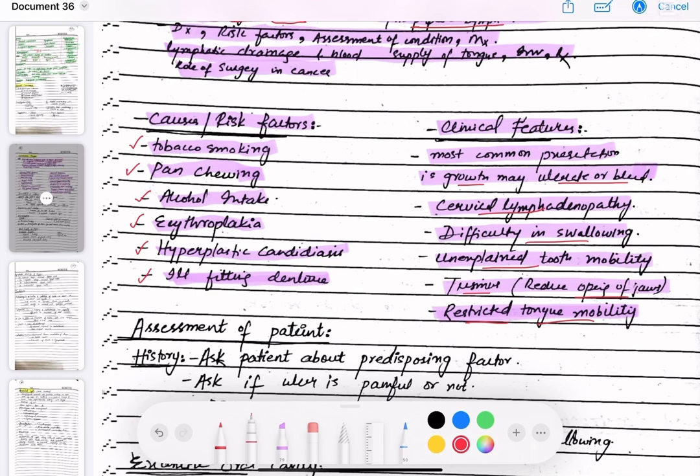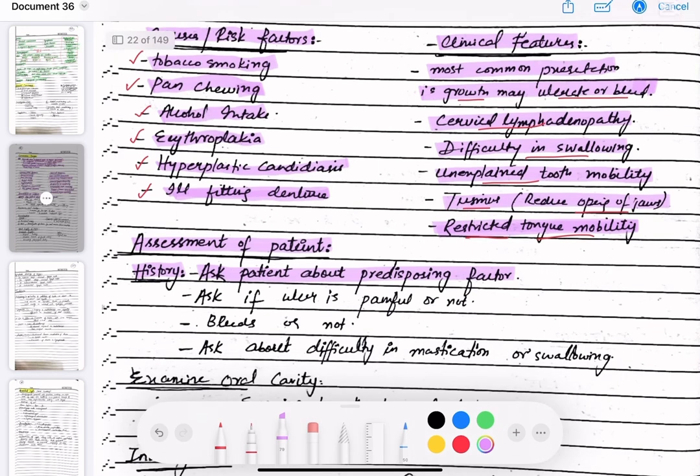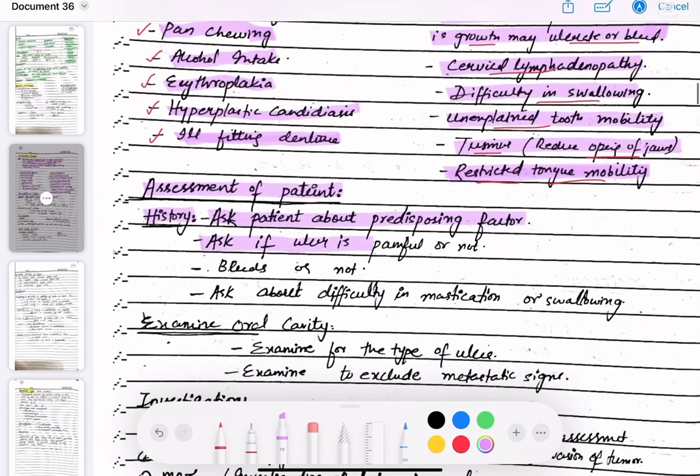Now the assessment of the patient. For the assessment of the patient, history is taken. That is, ask the patient about predisposing factors. Then ask if the ulcer is painful or not, whether it bleeds or not, and ask about difficulty in mastication or swallowing. In case of carcinoma of tongue or ulceration of tongue, there will be difficulty in swallowing, problems in mastication, and bleeding will be present.